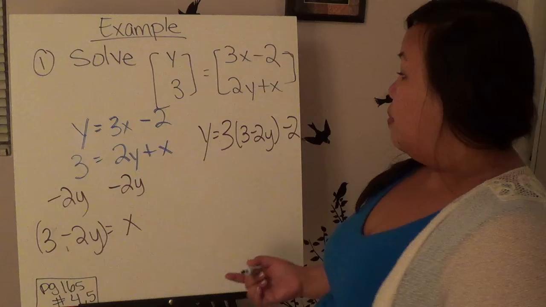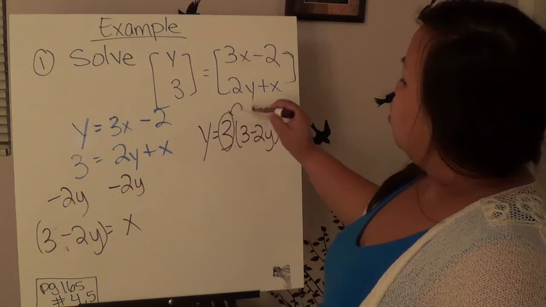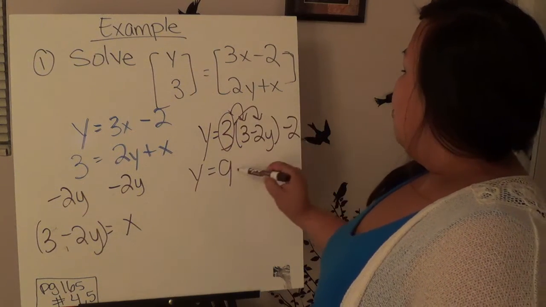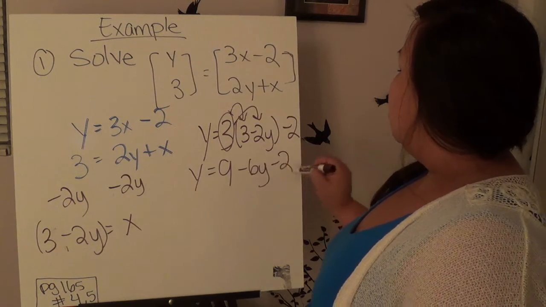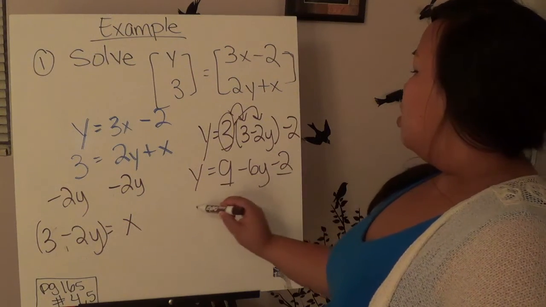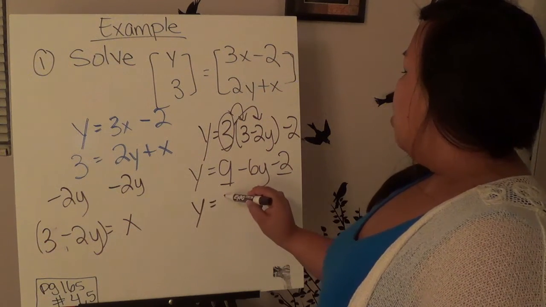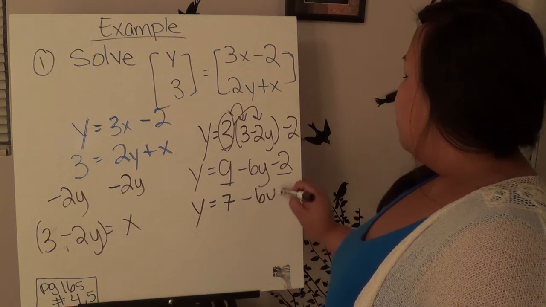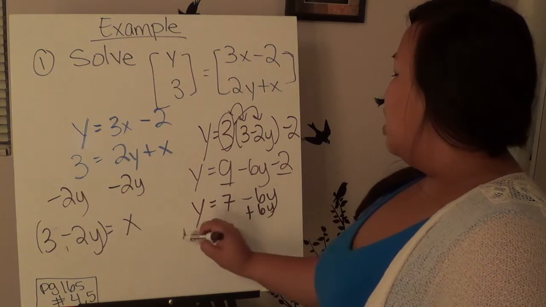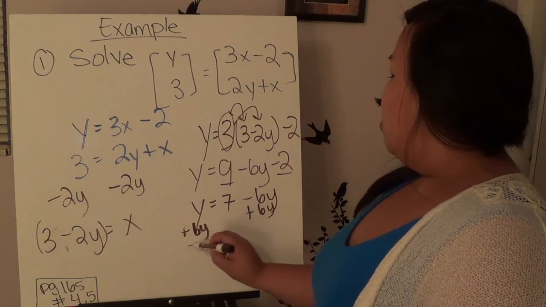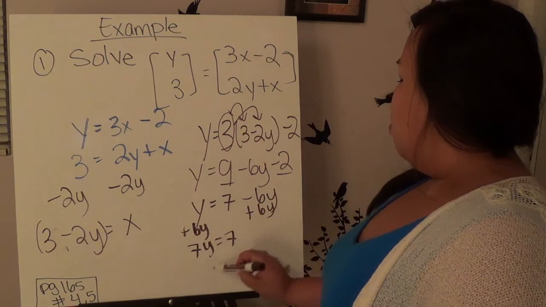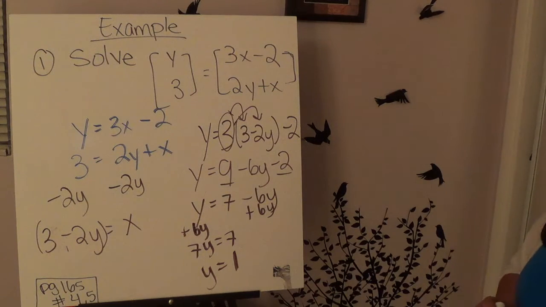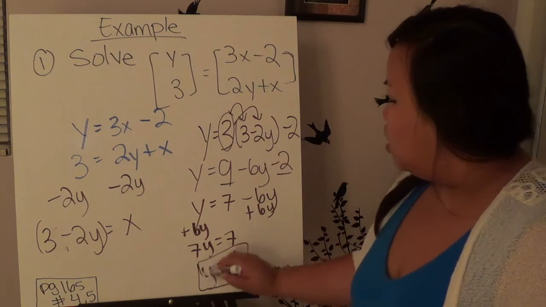Again, we're doing substitution, so my first step here is to distribute. I end up with y equals 9 minus 6y minus 2. Combine like terms, 9 minus 2 is 7. So y equals 7 minus 6y. I'm going to add 6y to both sides. I end up with 7y equals 7, which then gives me y equals 1. Right? Divide by 7 on both sides. So that's my first variable solved.